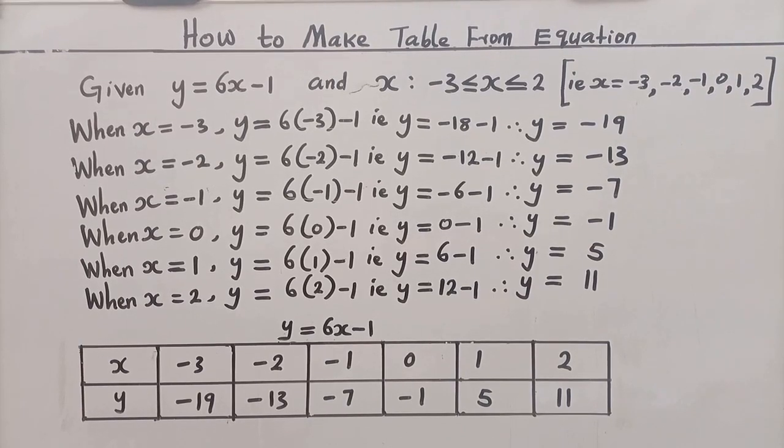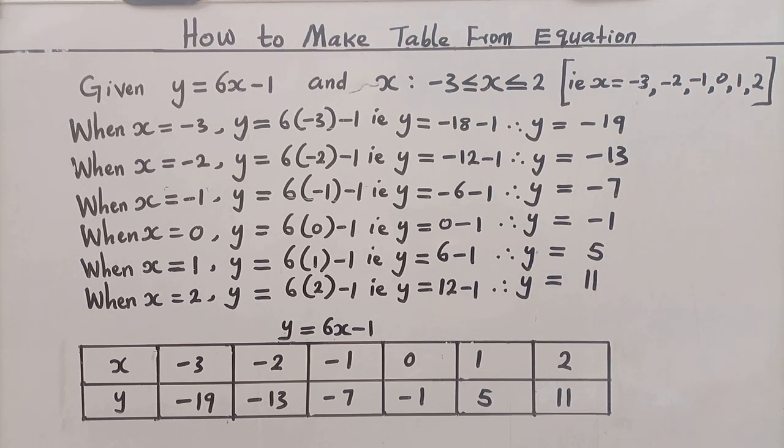Let us now go to the penultimate one. That is the one here. Now replace this x by 1, and let's see what the answer turns out to be. When x is equal to 1, y is equal to 6 bracket 1 minus 1. 6 times 1 is 6. Then minus 1. 6 minus 1 gives us that y is equal to 5.